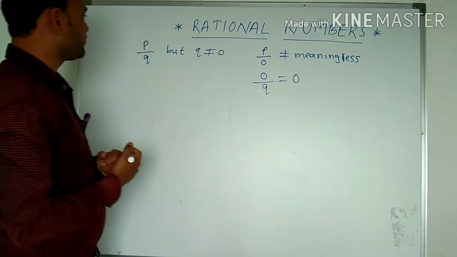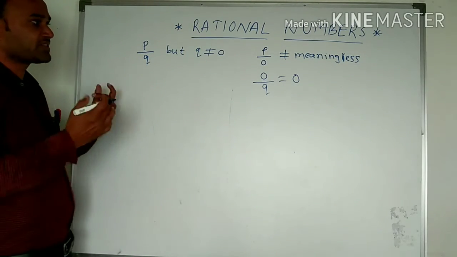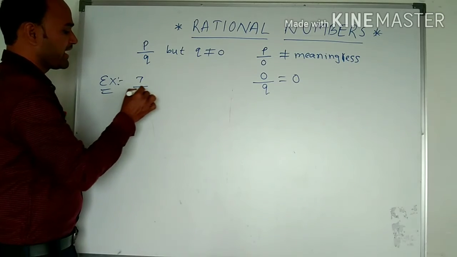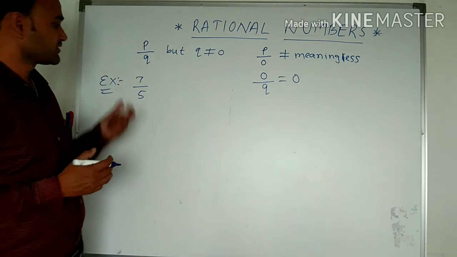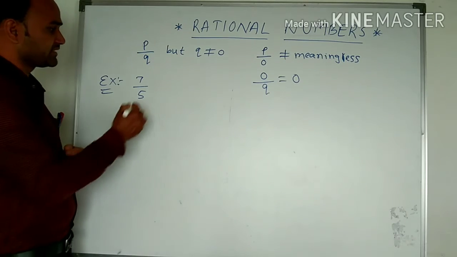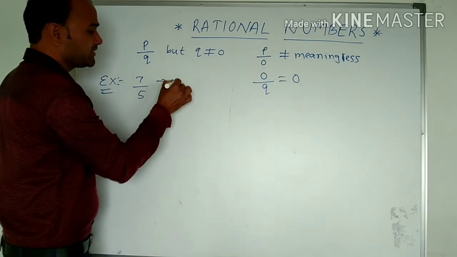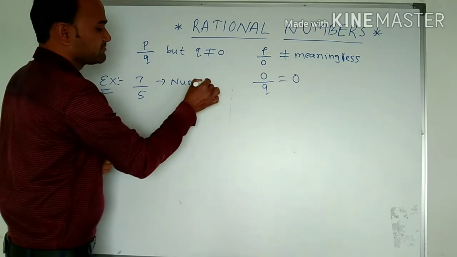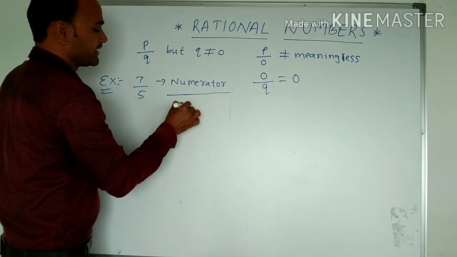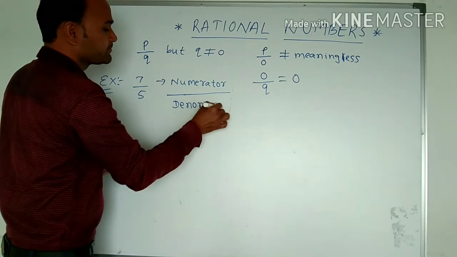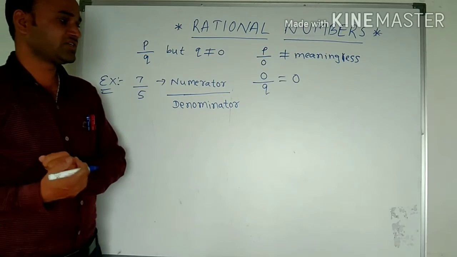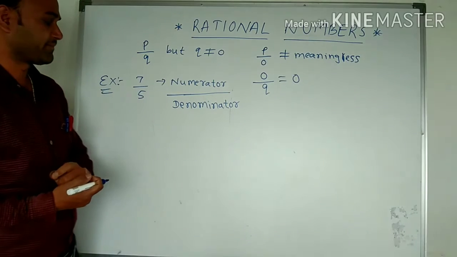For example, we can consider 7 upon 5 as a rational number. The important point here is that the upside part becomes the numerator, and the downside part becomes the denominator. Remember, the upside part is the numerator and the downside part is the denominator.